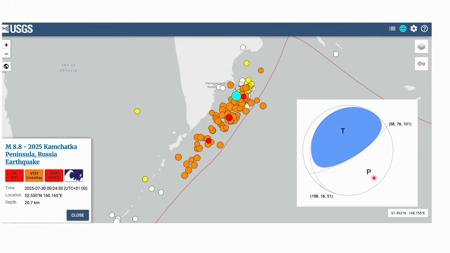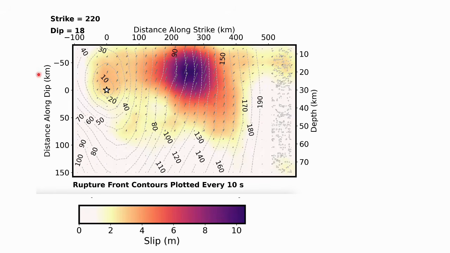And by inverting the waveforms, the USGS has produced the following model for the rupture surface. So the rupture surface was large. It was 450 or 500 kilometers across and 100 or so kilometers deep, 150 kilometers deep. The colours are the displacement on the slip surface. This is modelled as a thin slip surface, so you got up to 10 meters of slip.